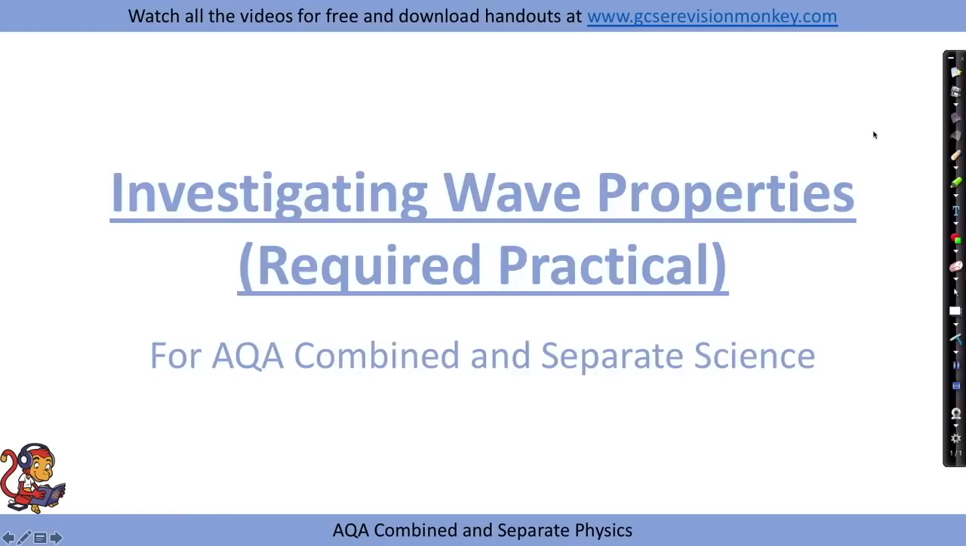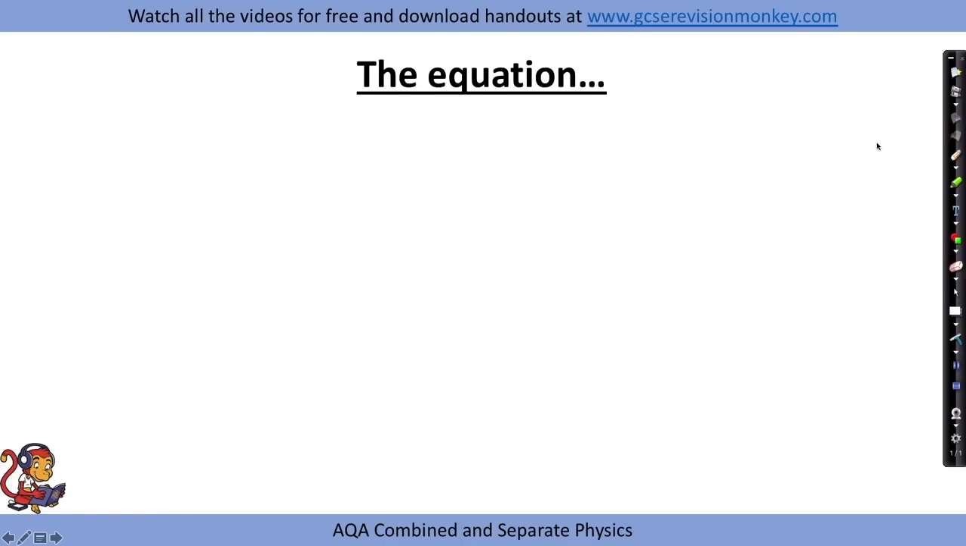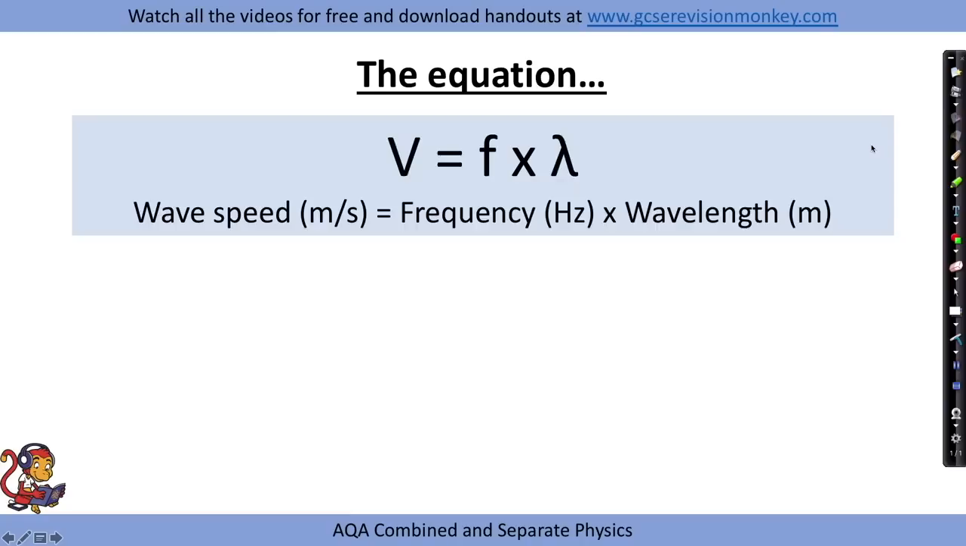Investigating wave properties required practical. In this practical, we're going to use the equation v equals f lambda. So the v stands for wave speed, f for frequency, and lambda for wavelength. Now, a lot of the times you'll be asked to calculate wave speed, and to do so you will need to know the frequency and the wavelength of the wave. But you may well have a situation where you have to rearrange this equation to perhaps calculate frequency or wavelength instead.